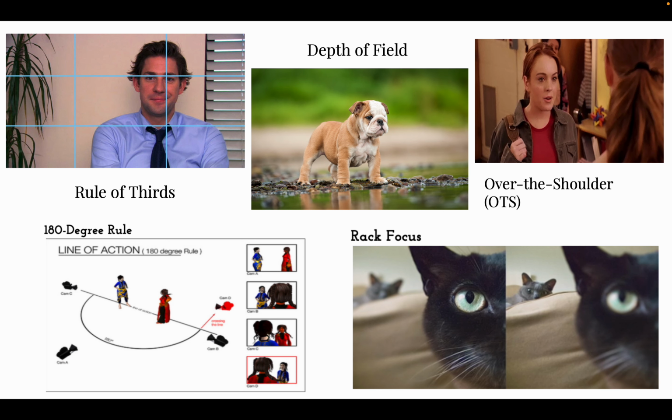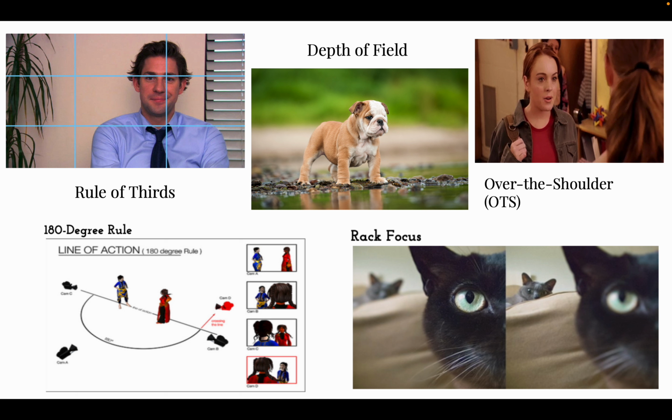Now in here, you can see some of those. So again, our rule of thirds, we're really looking at placing things within those two intersecting points. Our depth of field, kind of looking at how far out it is looking into the background. Over the shoulder is when we have two people within the camera, placed just behind the shoulder of one character and facing the opposite character. Really good for dialogue.